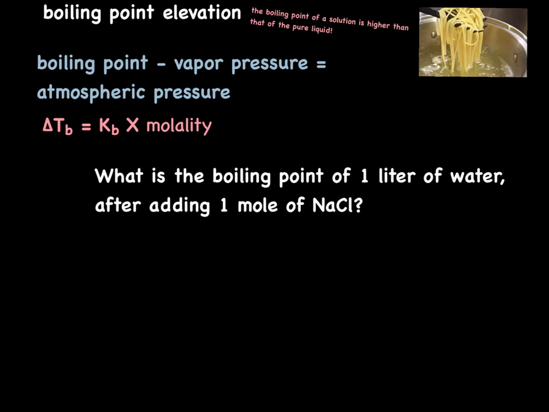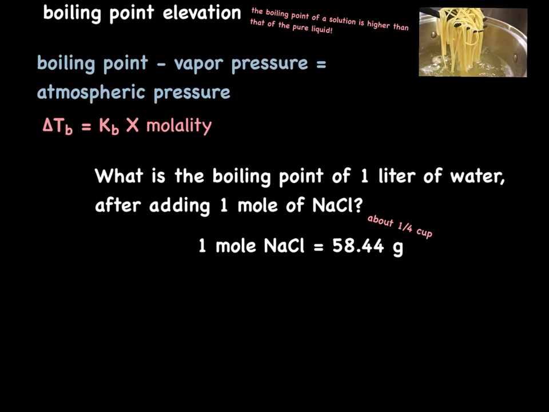Let's go back to our pasta problem. We're going to take a liter of water and we're going to add a mole of sodium chloride salt to it, and we're going to figure out what the new boiling point is going to be. Remember, 1 mole of sodium chloride is equal to 58.44 grams. That's about a quarter of a cup of salt.